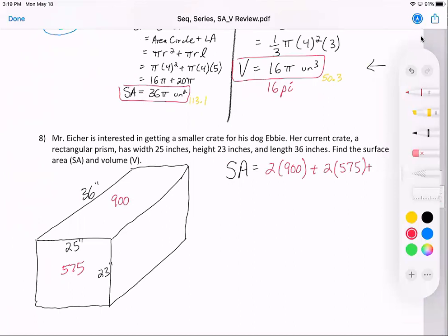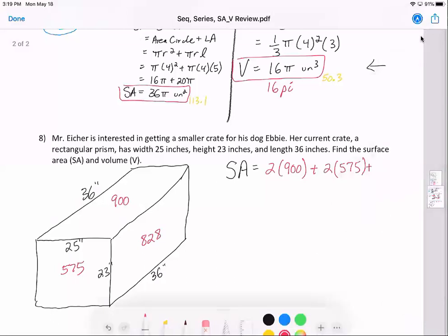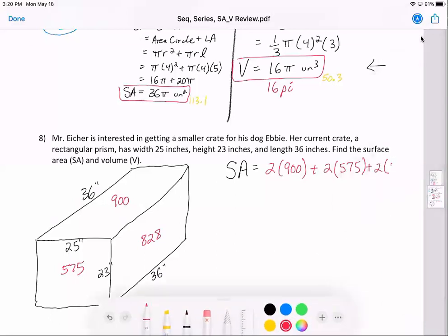And then the left and the right side. So we did the top and bottom, the front and back. We need the left and right side. So this would also be 36. So that would be 23 by 36. So that would be 828. 828. And you have 2 of those.